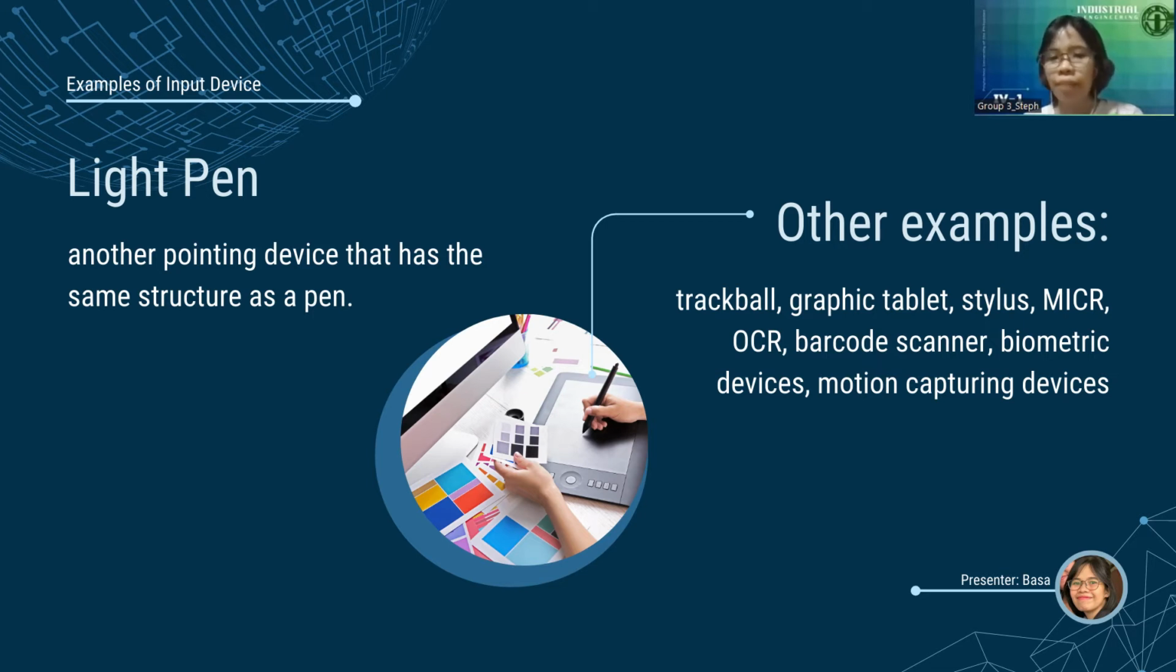Next, we have light pen, another pointing device that has the same structure as a pen. So it is used to select on-screen items, draw pictures, and write independently in documents. So we have other examples such as trackball, graphic tablet, stylus, magnetic ink reader, optical character reader, barcode reader, QR code reader, optical mark reader, biometric devices, and motion capturing devices.